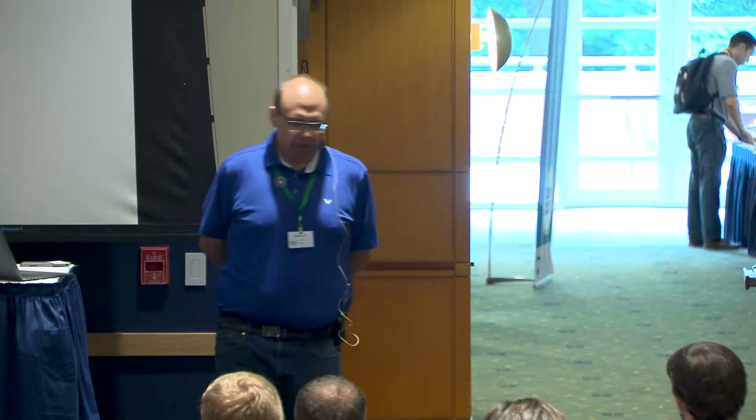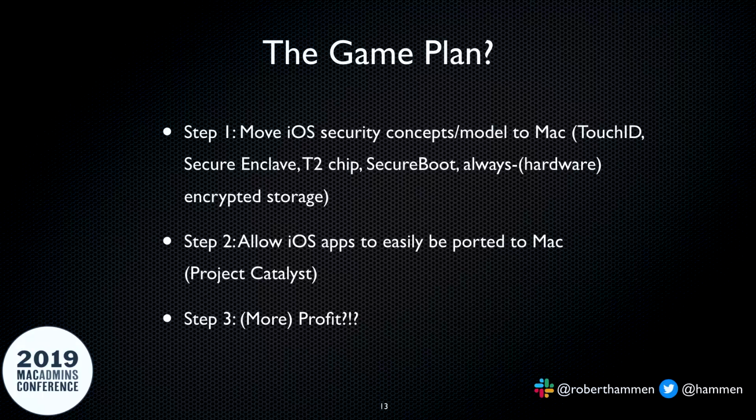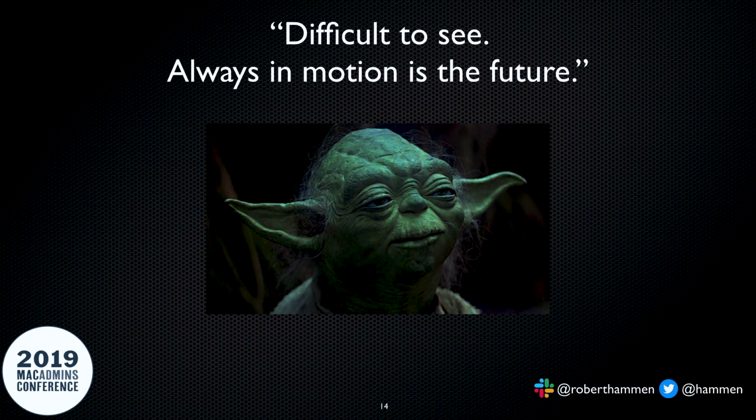So now the Mac, rather than having to deal with, well, our expense and trip planning system runs on Internet Explorer, which they've replaced once they started adding iPhones. All their travel and apps generally got ported to run on iOS. Well, now they can run on macOS. So the Mac becomes less of a second-class citizen in a corporate network. So it's the old step 1, move the security model over. Step 2, allow iOS apps to be ported to macOS. Step 3, more profit. As Master Yoda said, "Difficult to see, always in motion is the future."